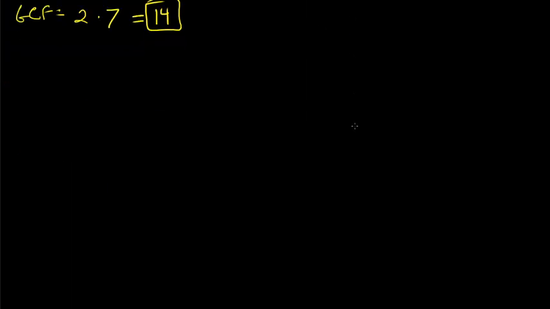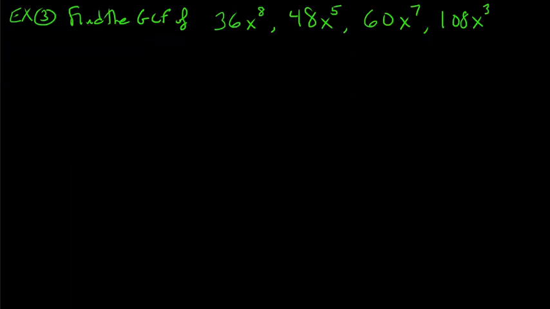Right. So one more. Okay, so now here's 4 numbers, right? Find the GCF of 36x to the 8, 48x to the 5, 60x to the 7, and 108x to the 3. Okay, so don't worry about the x's just yet. We'll get to that later. Let's worry about the coefficients, right? The numbers themselves, right? So 36 is one we've done already, right?